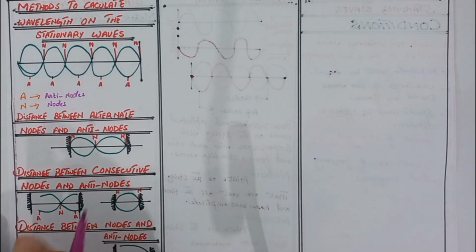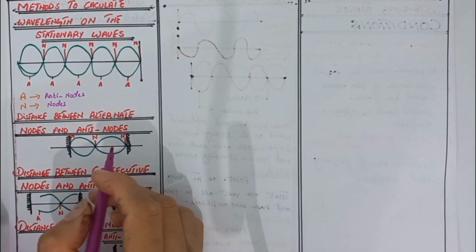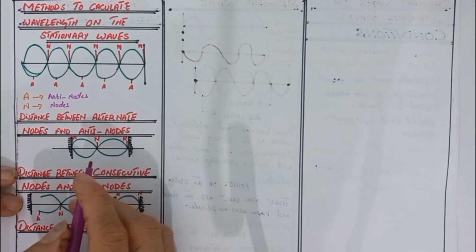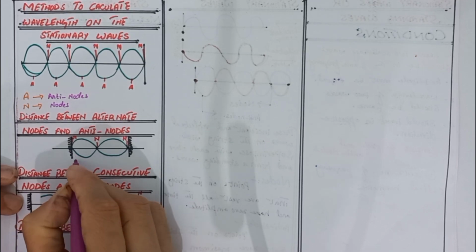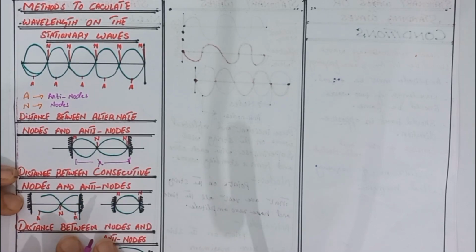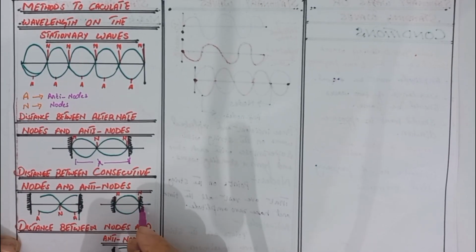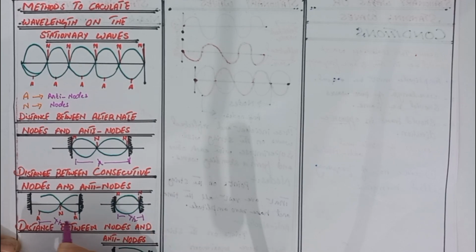Here we show the distance between alternate nodes and antinodes, which is lambda. The distance between consecutive nodes is lambda by 2. Here the distance between consecutive antinodes is lambda by 2.